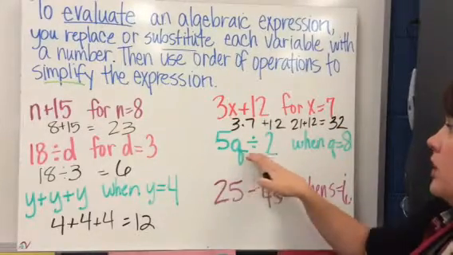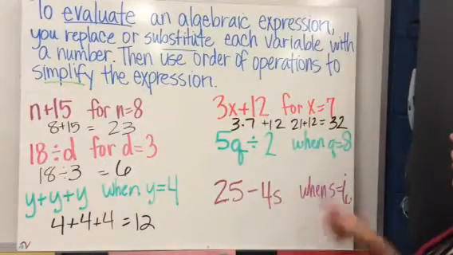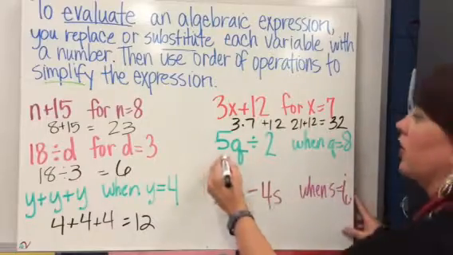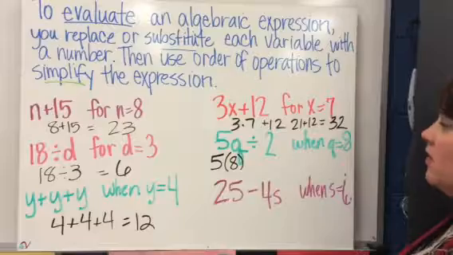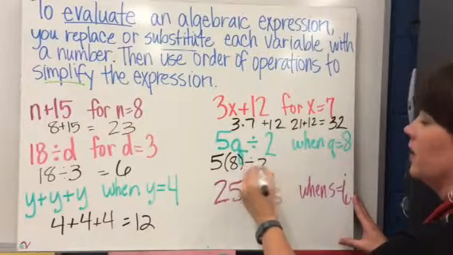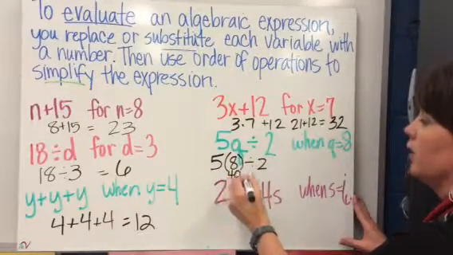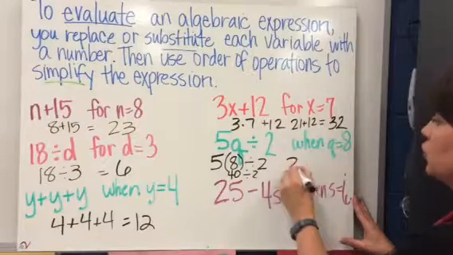5 times q divided by 2 when q equals 8. So I'm going to do 5 times 8 and then divide by 2. 5 times 8 is 40. 40 divided by 2 is 20.